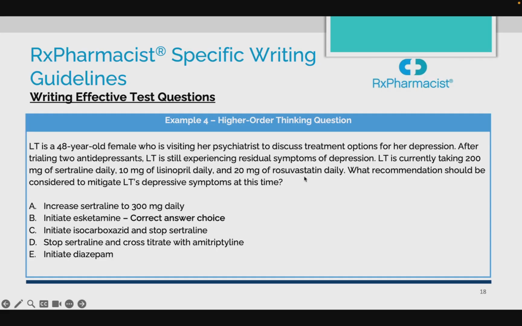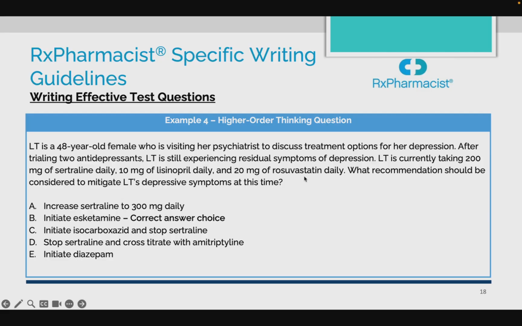Now this one's a tough one. This one's a higher order thinking question, which has lots of layers, lots of complexities to it, lots of parts to be taken apart and put back together. So let's read this. LT is a 48-year-old female who is visiting her psychiatrist to discuss treatment options for her depression. After trialing 2 antidepressants, LT is still experiencing residual symptoms of depression.